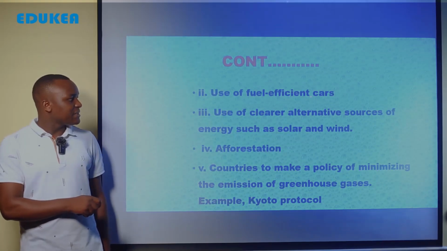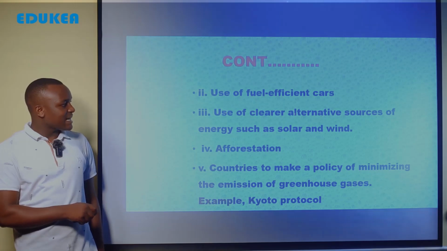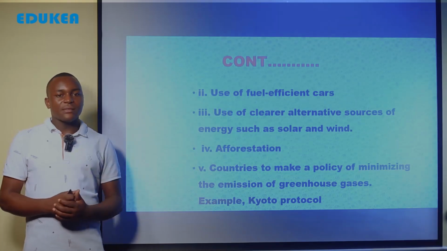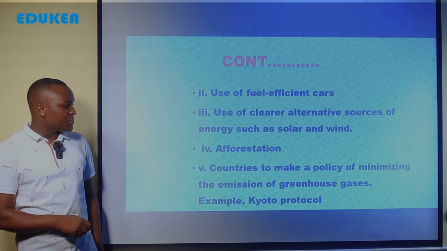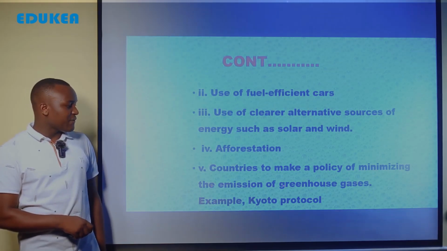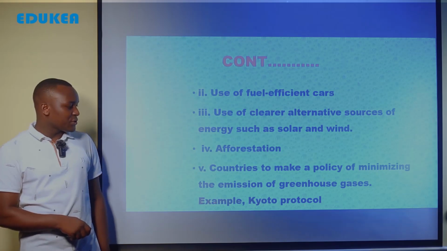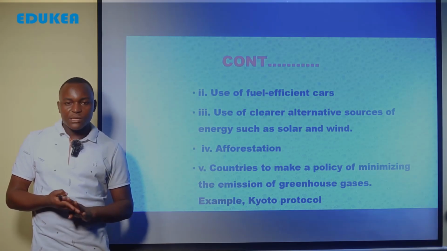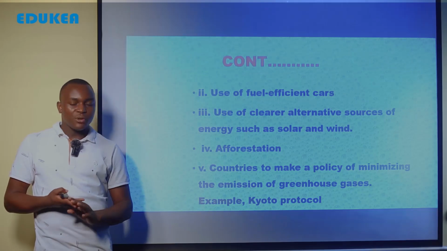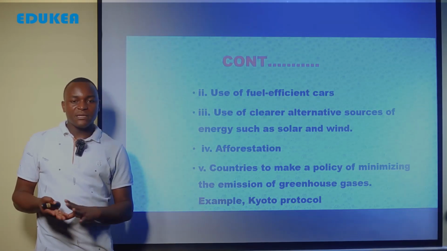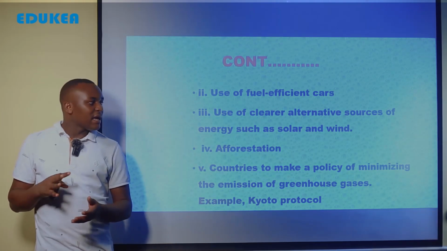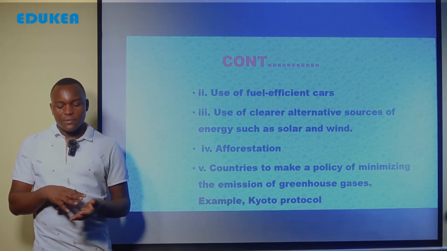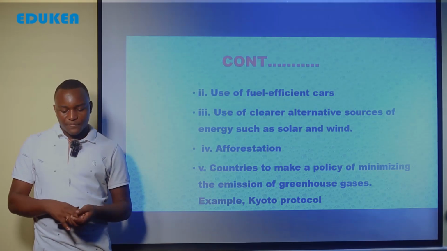Another method is afforestation. We say that countries make policies of minimizing the emission of greenhouse gases, for example, the Kyoto Protocol. Some countries have established policies which have been used to minimize the effects caused by those greenhouse gases. Those policies prevent the emission of greenhouse gases, and hence when greenhouse gases are prevented from being emitted into the atmosphere, we say that there will be prevention or a solution to global warming. Examples of those policies include the Kyoto Protocol. And by saying so, this marks the end of our lesson today, and the end of the topic.